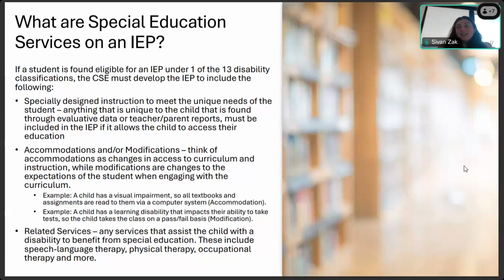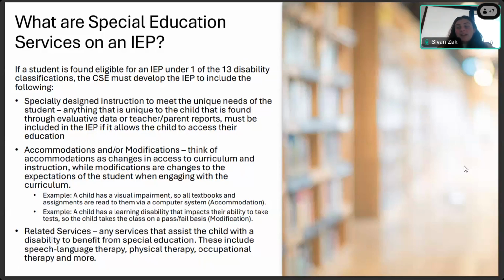So another example would be a child has a learning disability that impacts their ability to take tests. So the child takes the class on a pass-fail basis, right? So this would change the expectations of the student when engaging with the curriculum. So it doesn't necessarily change the actual curriculum or their access to it, so another way that they engage with it. It really just takes away that sort of stressor for them, right? So this is a modification in their expectations. So they don't have to get 100 on the final test to get an A in the class. Like, they don't have that stressor on them.